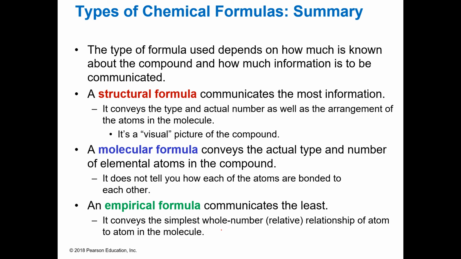All right. So just to look at the overview again, the structural formula tells us what's bonded to what. It's a visual picture. The molecular formula tells us the actual amount of atoms in the compound. Doesn't tell you how they're bonded, but it tells you how many you actually have. And the empirical formula just gives us the simplest ratio between atoms. The empirical formula doesn't tell us a whole lot.